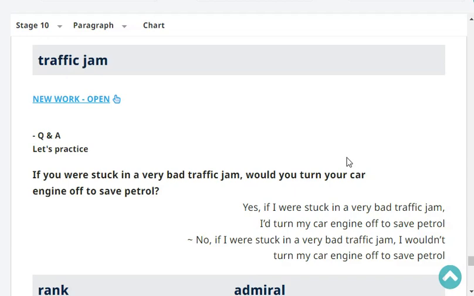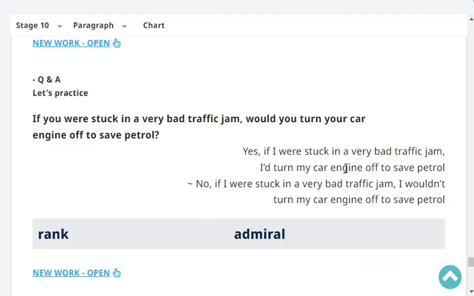Next, if you were stuck in a very bad traffic jam, would you turn your car engine off to save petrol? Yes or no? No, if I were stuck in a very bad traffic jam, I would turn off my car engine to save petrol.